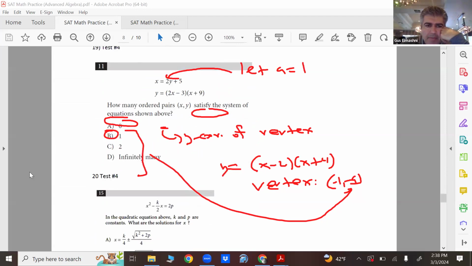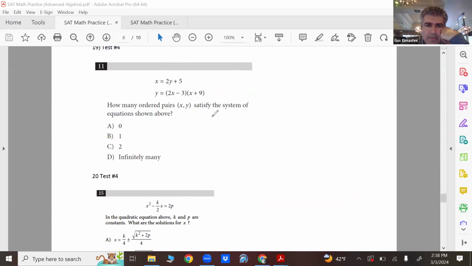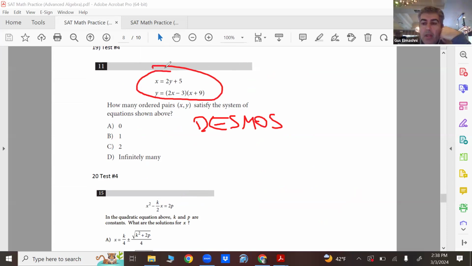Let's look at 11. Okay, let's graph in Desmos. And you want to see how many times they touch. Just graph and see how many times they touch. That's all. I got twice. Yep, that's it. You got it.